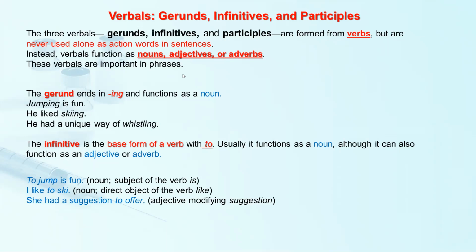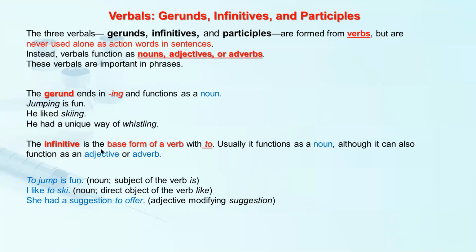The gerund ends in ing and functions as a noun. For example, jumping is fun. He liked skiing. He had a unique way of whistling.